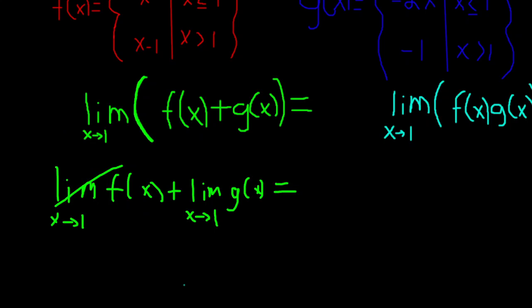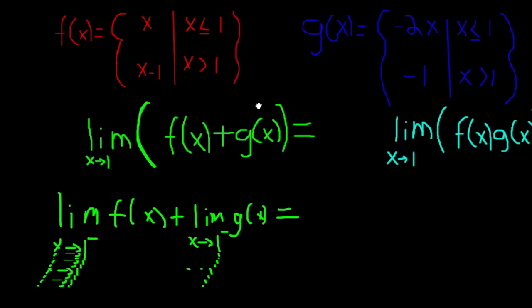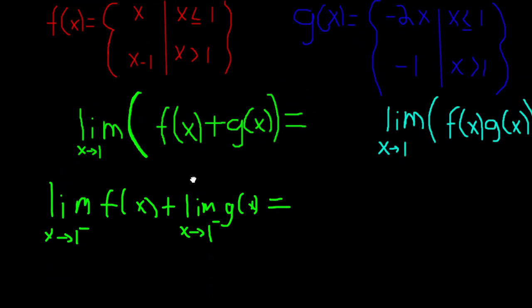So what we actually do is we say the limit of a sum is equal to the sum of the limits if you only do the one-sided limits. So what I've written here is this minus sign. This means x is approaching 1 from the left, where x is a little bit less than 1. So now let's try evaluating this.